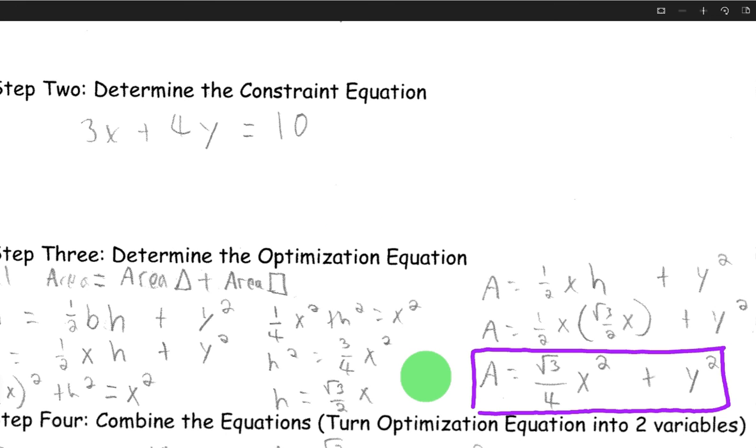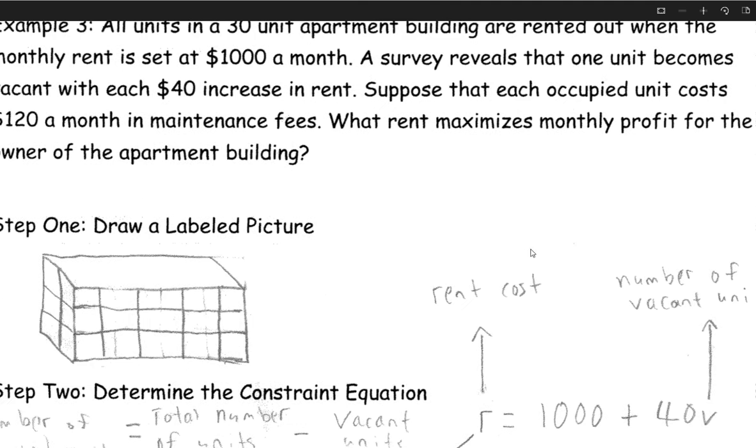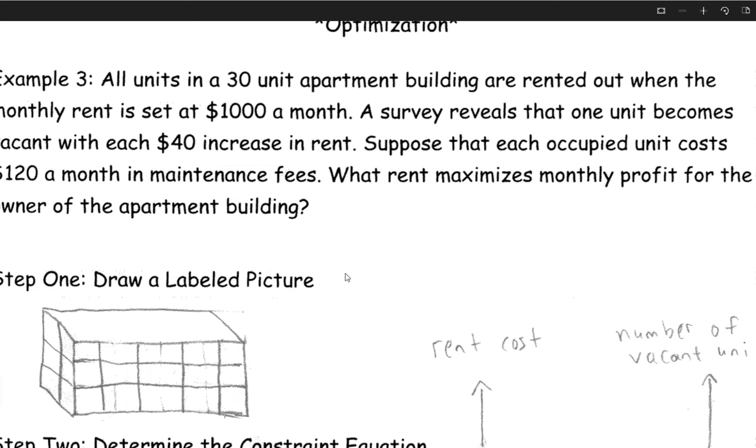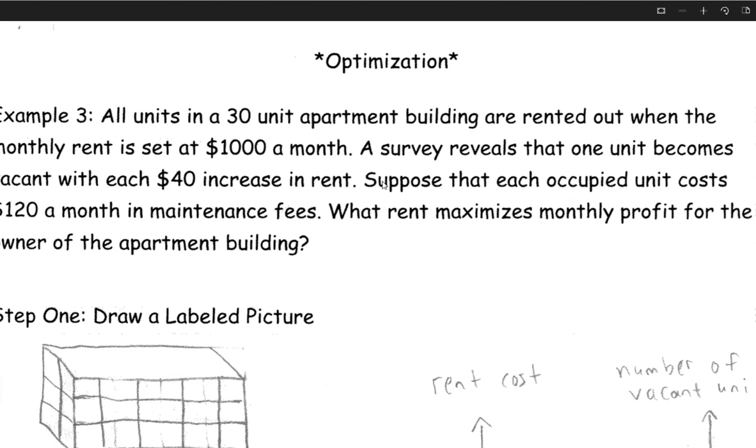So again, you can kind of see that we have the same variables here. Since we have two equations with two variables, we can eliminate one of these and then optimize to figure out the least amount of area. So that's why we have a constraint and an optimization equation. All right, so let's go ahead and take a look at step 3 for our apartment building. What is an optimization equation for this question?